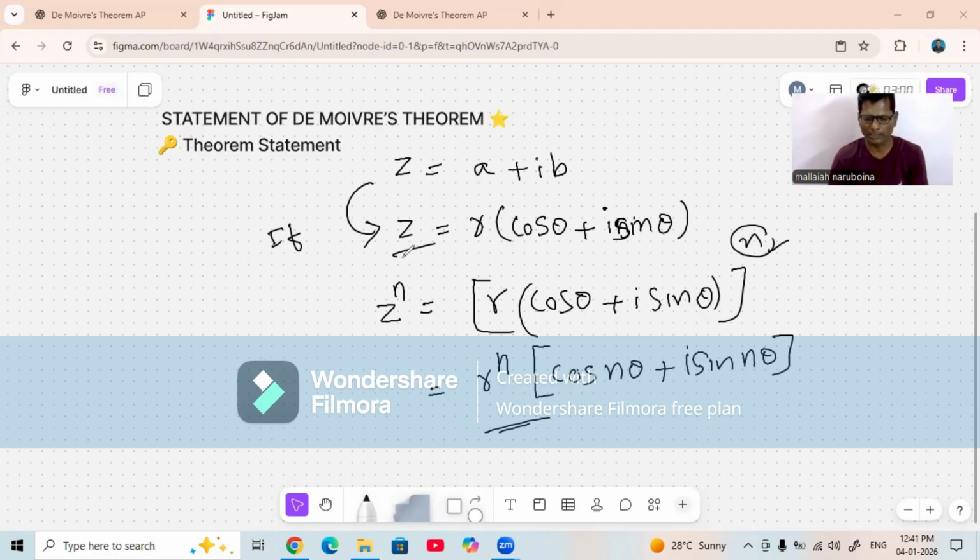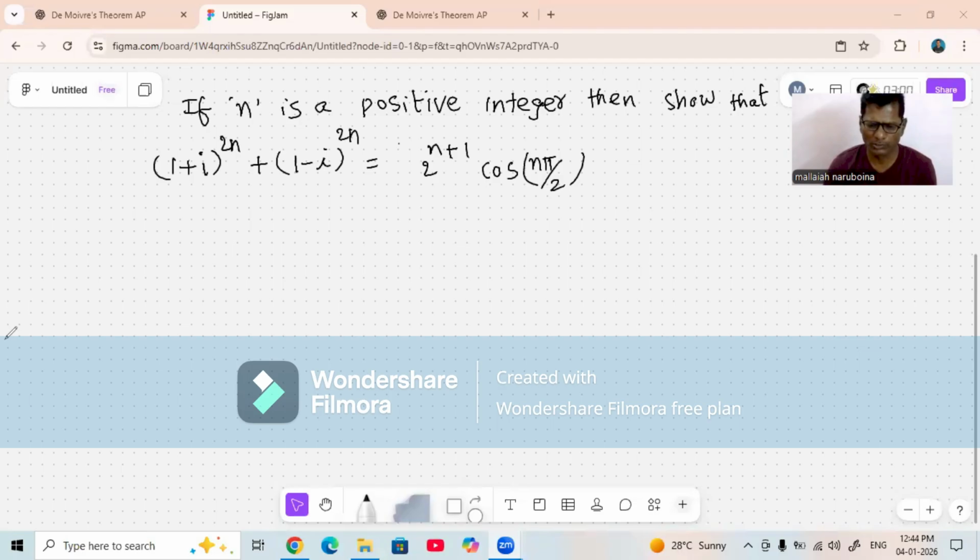If you know one complex number, you can find z power 7, z power 10 or z power 100 easily with this concept. z power n is equal to r to the power of n into cos n theta plus i sin n theta. We just write the power n on r, and n theta after cos and after sin. This is the heart of this chapter.